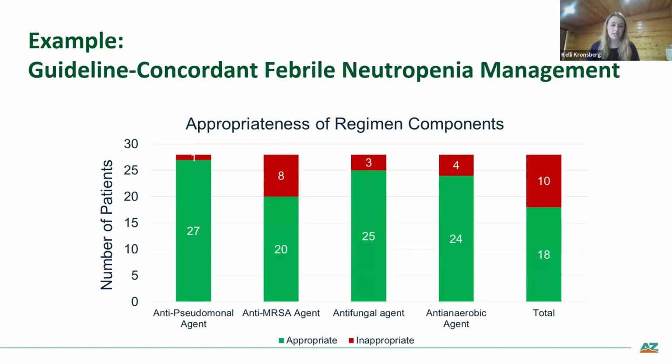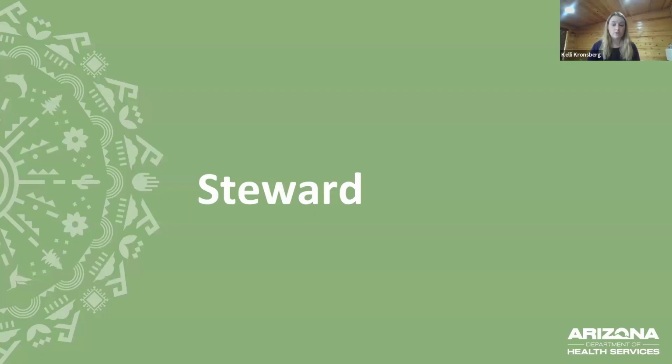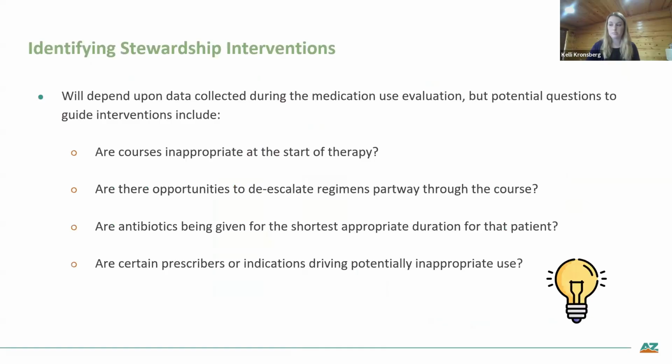Many also received an antifungal agent, which is appropriate since we were a stem cell transplant center. And many also received an anti-anaerobic agent, which would have specific risk factors, such as concern for an intra-abdominal source of infection. So in total, we had 10 regimens that had at least one inappropriate or non-guideline concordant component, as well as 18 appropriate, and recognized that overuse of vancomycin and other anti-MRSA agents was an area of opportunity for us. So moving on to the last section would be steward.